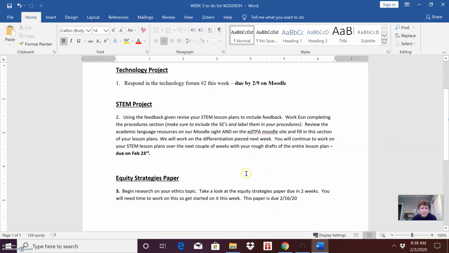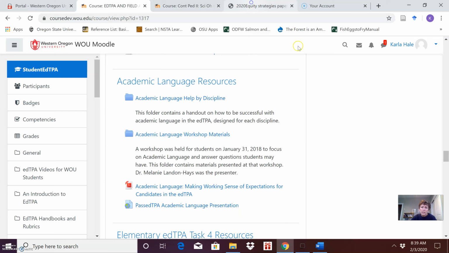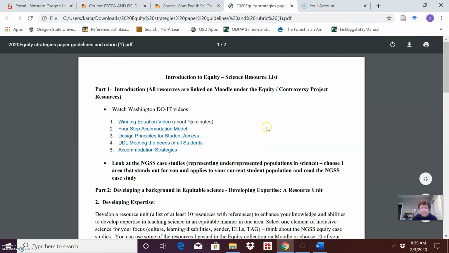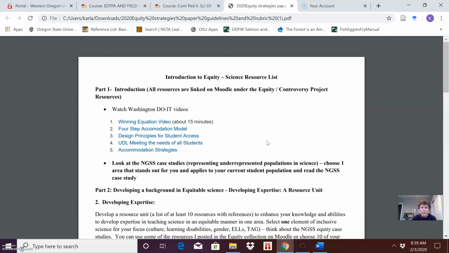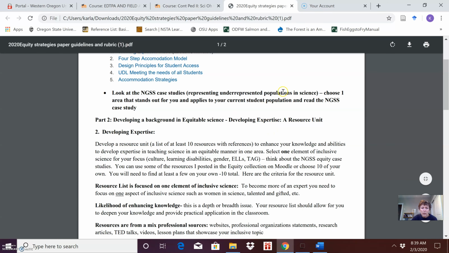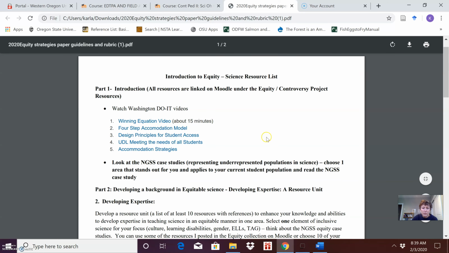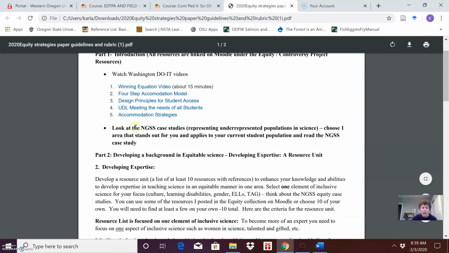All right, so the last thing is you're going to begin some research on equity strategies. I want you to take a look at the equity strategies paper that's linked under week 6. This paper isn't due until the 16th of February, so you have 2 weeks. But there are quite a few things for you to look at and do some research on. First, you're going to watch some videos on differentiation. And then you're going to look at some NGSS case studies.